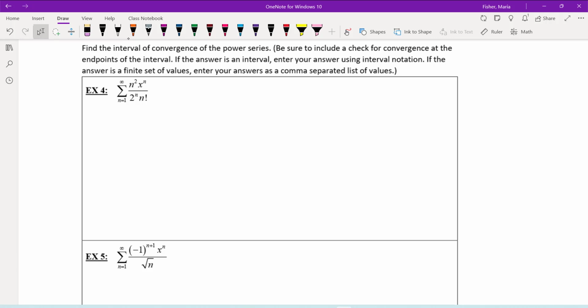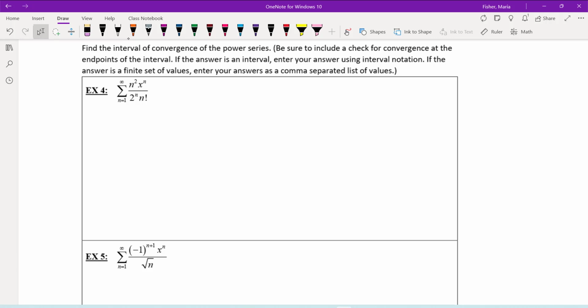It reminds us to make sure that we include a check for convergence at the endpoints of the interval. And then it tells us if your answer is an interval, enter it in interval notation. And if it's a finite set of values, enter your answer as a comma-separated list of values. Those are just the directions you're going to see in WebAssign so that you know you're entering things in interval notation. Let's go ahead and start with number 4.